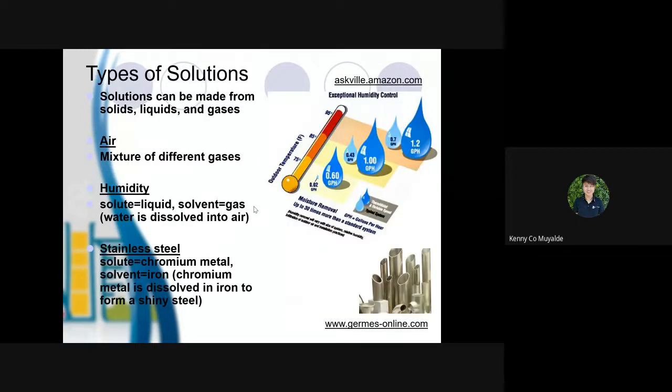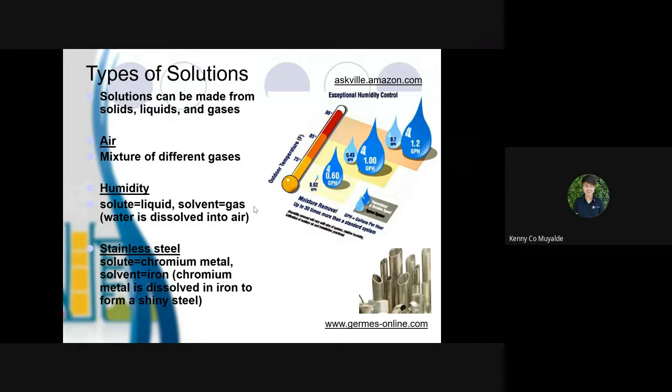Another example, air, mixture of different gases. So sa atmosphere natin, we actually have 21% oxygen, 78% na nitrogen, and 1% other gases. And yet, you cannot distinguish kung alin ang nitrogen and oxygen gas based on our eyes.